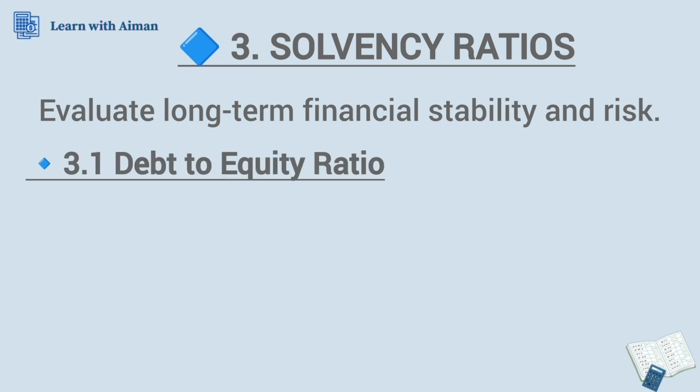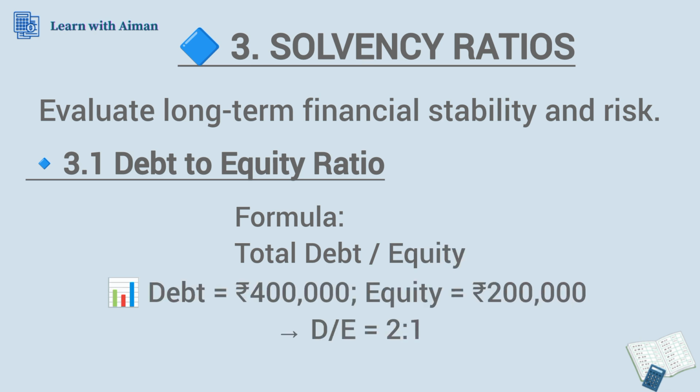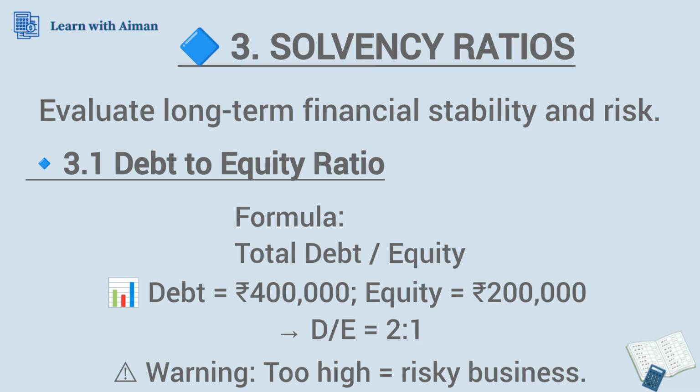So let's see our debt to equity ratio. Total debt over equity. Debts are equal to 400,000, equity is 200,000. So we got our debt to equity ratio is 2:1. Warning, too high equals a risky business.